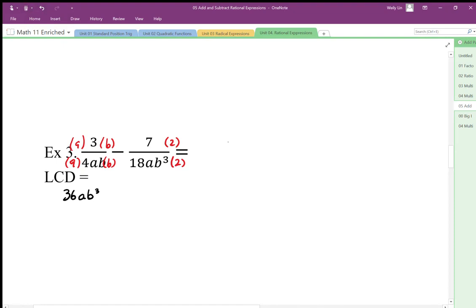So our fraction then becomes 27b minus 14. They are unlike terms again, so we need to keep them as a binomial, and our common denominator is 36ab cubed. Okay, and it looks like I made a mistake here. This is actually b squared, so we end up with 3b squared, or 27b squared. So our common denominator we need to find by determining the missing factors when we compare one denominator to the other.